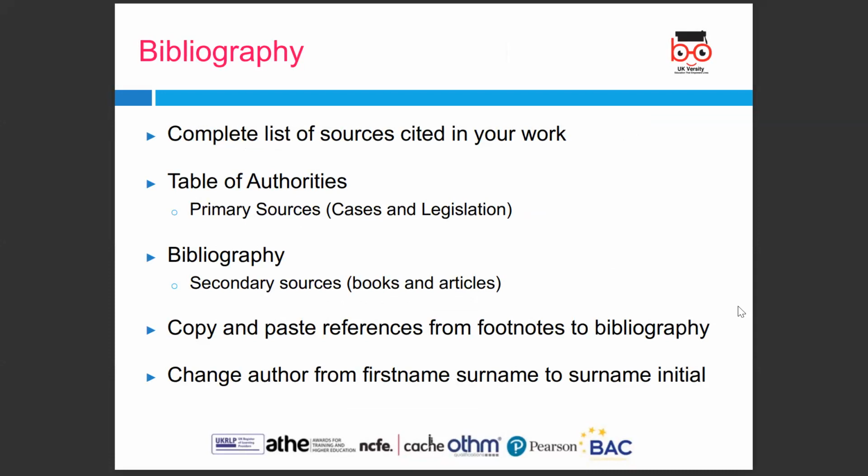Tables of authorities: primary sources could be things like cases and legislation, and they need to be fully cited, and they need to obviously identify that the sources are there, and the dates, and the reference is done in the right way. Bibliography: secondary sources, books and articles, with the Harvard referencing system used. For UK Varsity, you need to copy and paste references from footnotes to the bibliography, and you need to change the author from first name, surname to initial.